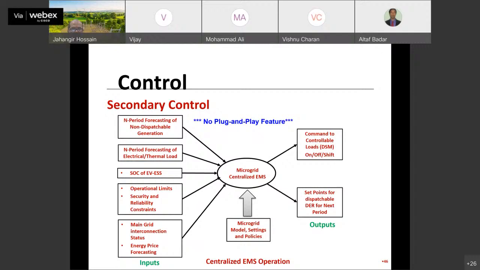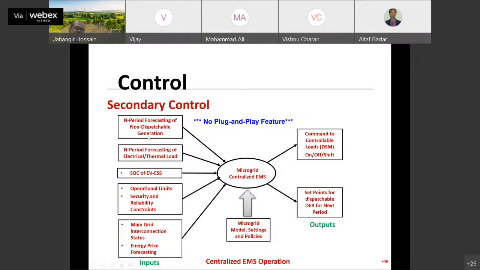Now, the secondary control, as I mentioned, could be either centralized or distributed. As I said, you have primary control with all of the devices, and on top of that you have another control. Here, this is the centralized version. What it does is get information from all the devices, all the batteries and everything, which comes in as input here.